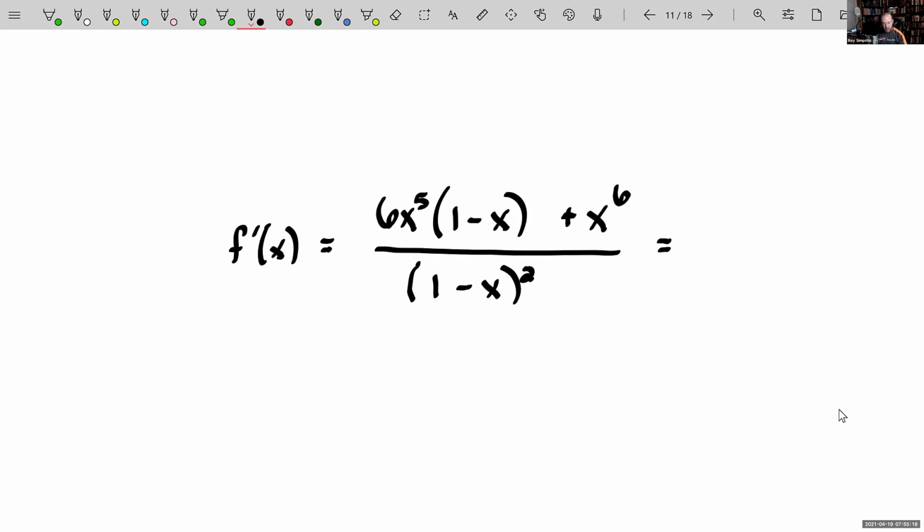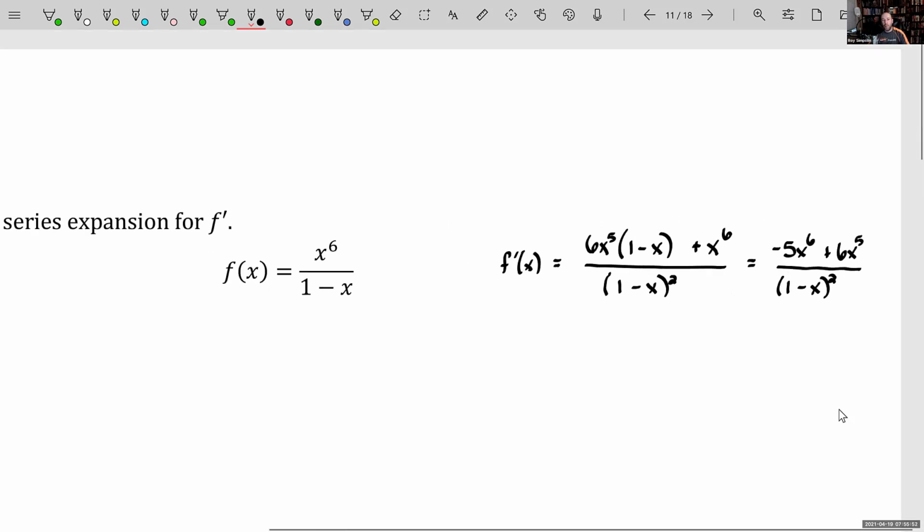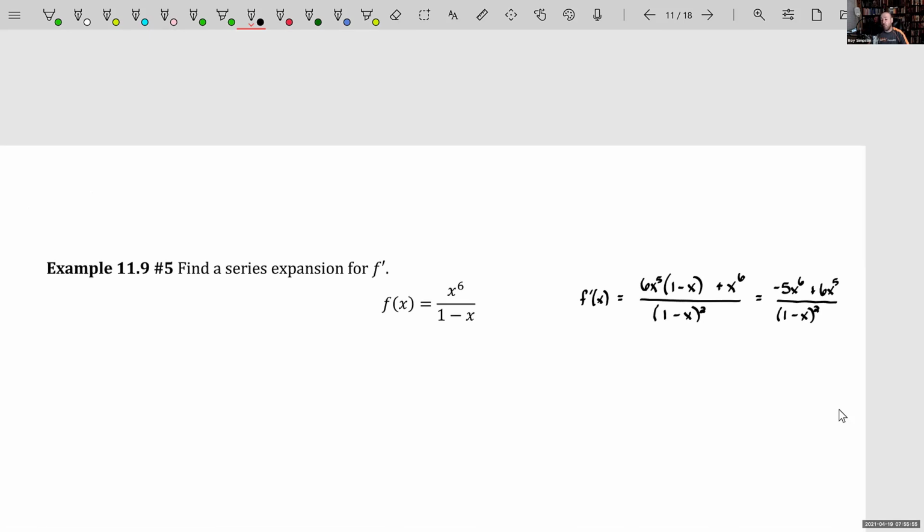Let's see, we have x to the 6th minus 6x to the 6th, so that's a negative 5x to the 6th, plus 6x to the fifth, all over 1 minus x squared. And that's pretty much as good as it gets. I mean, you can factor out the x to the fifth, but nothing else is going to help out. Let me make sure I did my mathematics right. 1, -5. Yep. So that would be the derivative of our original function if we were dealing with Calc 1.